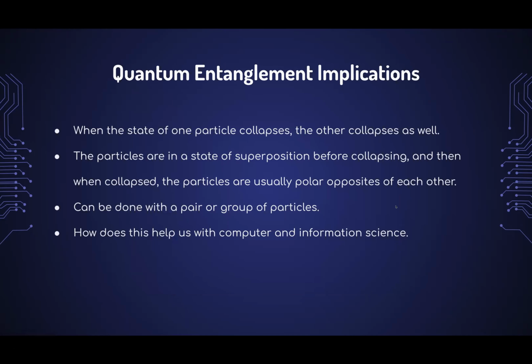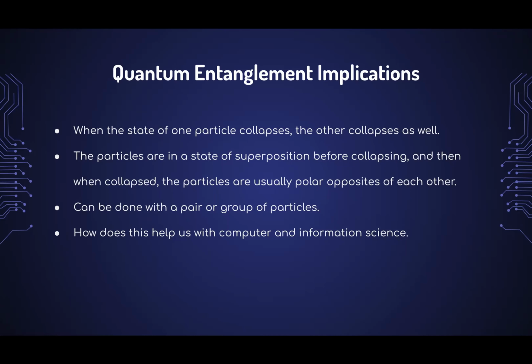So the implications of this are that when the state of one particle collapses, the other collapses as well. That is true of entangled particles. Particles are in a state of superposition before collapsing, and then when collapsed, the particles are usually polar opposites of each other. That's not always the case in quantum computing.